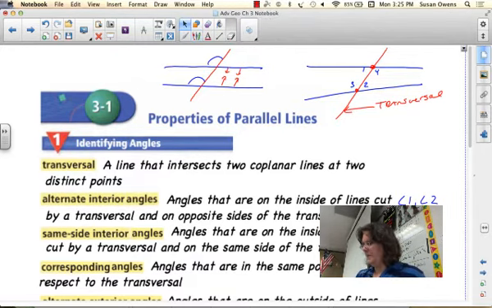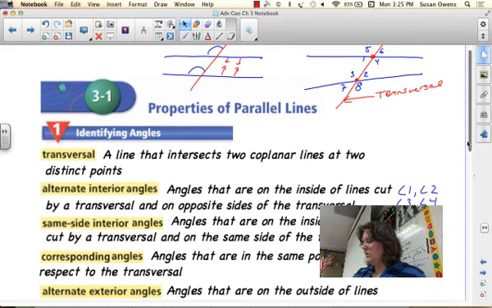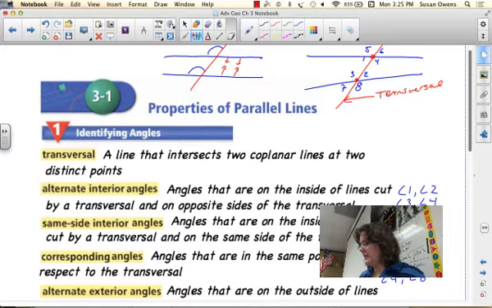Okay, so for example, if I put some more angles up here, we'll put 5, 6, 7, 8. There's lots of corresponding angles in this picture. So we could do 1 and 7. We could also do 2 and 6. We could also do 4 and 8. And there's one more set, 5 and 3.